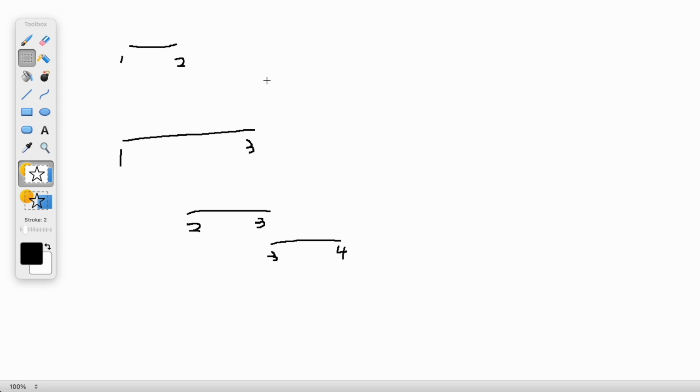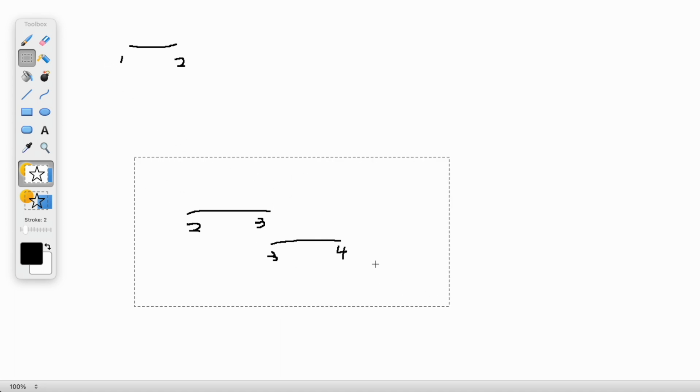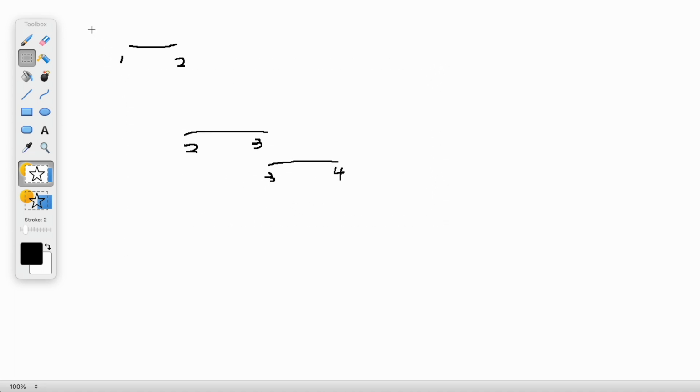Then we compare these intervals one by one. First, we compare 1, 2 and 1, 3. They are overlapping, so we just remove one of them. We remove the one with the bigger end, which is 1, 3. Then we compare 1, 2 with 2, 3. They're not overlapping, so we keep them both. Then we compare 2, 3 and 3, 4. They're not overlapping either, so we keep them both. So our answer in this case will be 1 because we only removed one interval, which is correct.